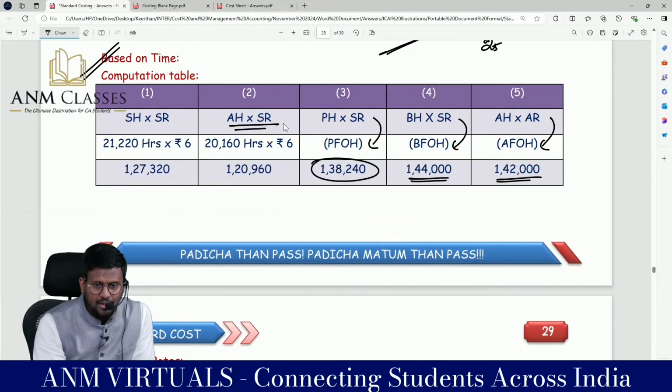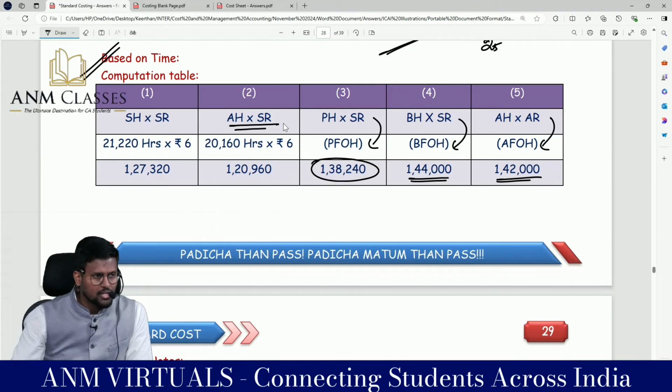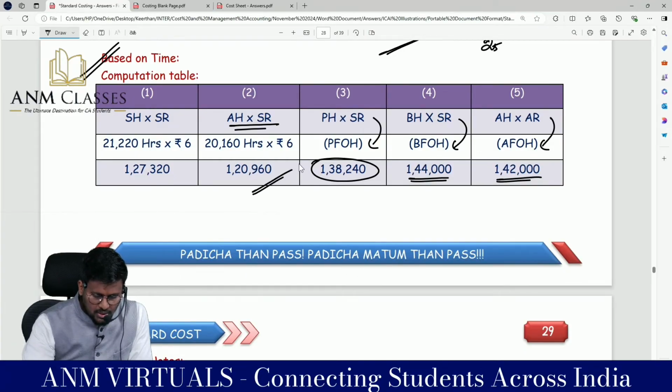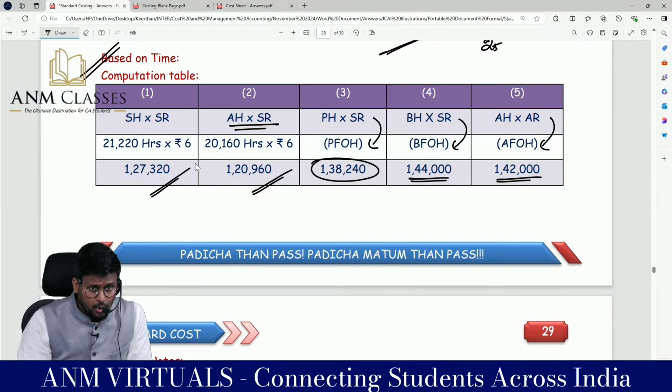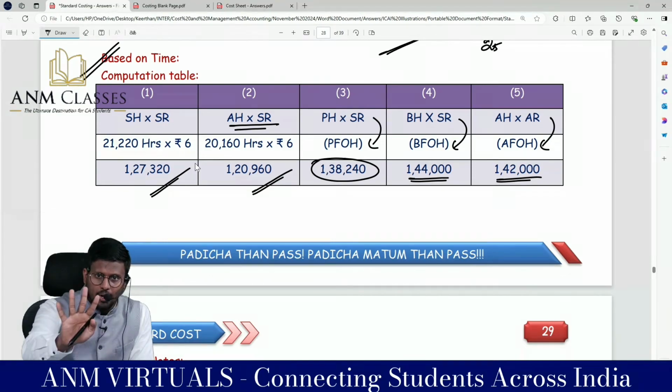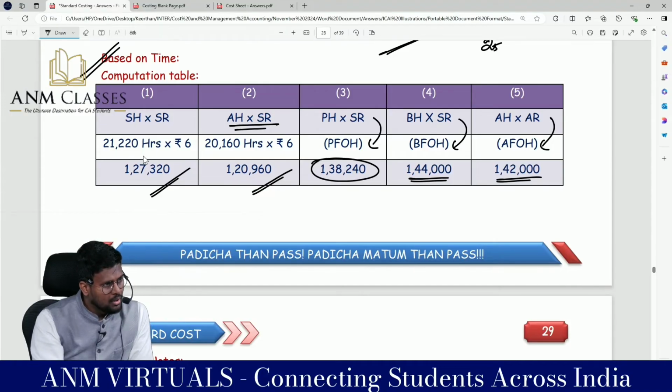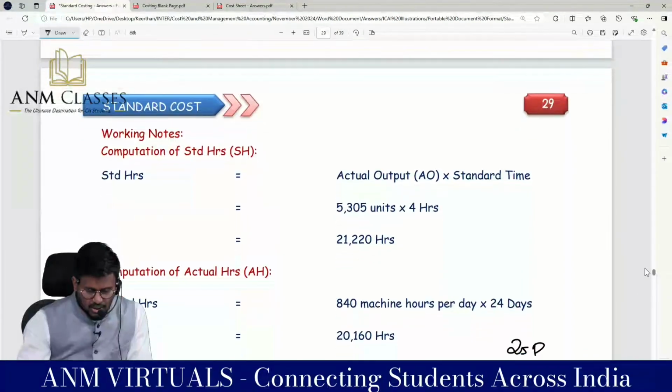Actual hour into standard rate. Sir, actually how many hours per day worked? 20,160 into what is the standard rate per hour? So 1,20,960. And standard hours, what is the actual output? 5305 units into what is the standard time? 4 hours. You will get 21,220 into 6, 1,27,320.